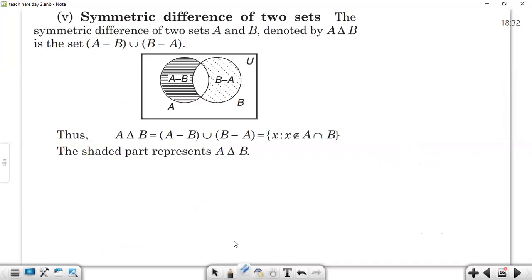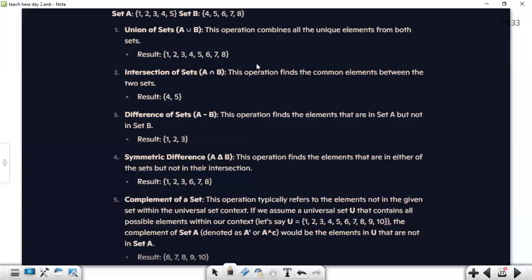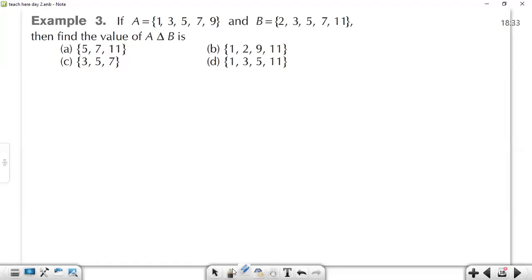Symmetric difference. It is the union of A minus B and B minus A, where the element must not be belonging to A intersection B. We have already discussed these. Now let's take this example. Who's going to tell me the answer?